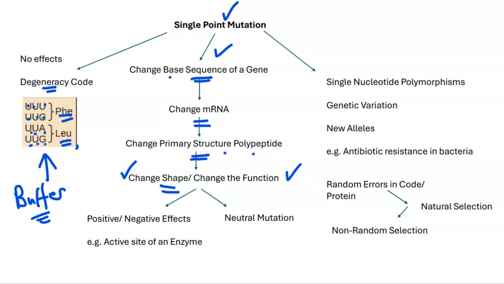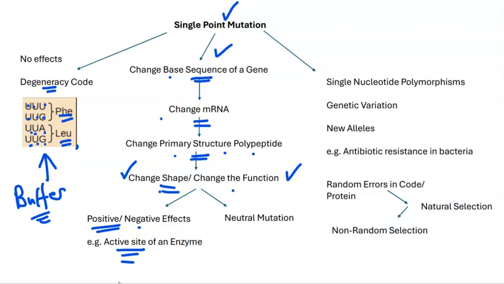So change the gene, you change the messenger RNA, you change the primary structure, you change the shape, you change the function. Now, what is the consequence of changing the shape and function? Well, it is possible that a mutation could occur and we actually end up improving the protein. Let's say that we actually improve the mechanism of the active site of an enzyme.